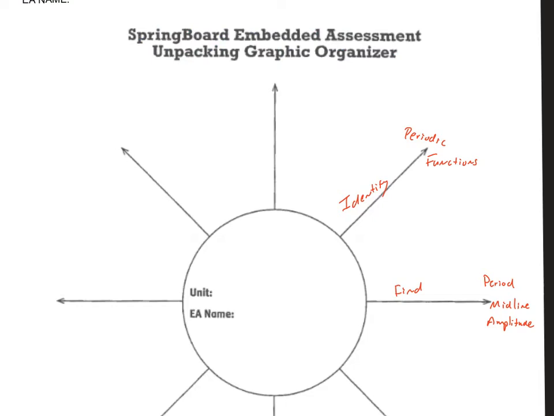Posted in Schoology, you can also download another word wall and graphic organizer for our goals. Again, we are in Unit 6, and in this case, our goal is to graph trig functions. To start with, in our first lesson, we just want to get an idea of identifying what periodic functions are, and then finding these three big things: the period, the midline, and the amplitude. Those three pieces will go on our word wall at the end of the lesson today.